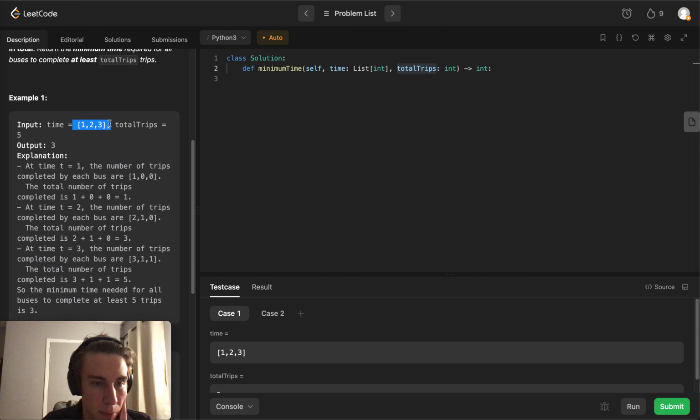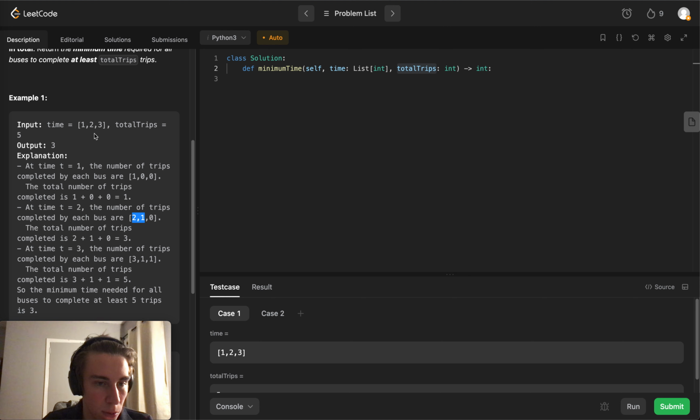Okay, so an example is a time input array of 1, 2, 3, and a total trips of 5, and the output is 3. It's a little confusing of an explanation, but I think it's starting to make sense. At time t1, the number of trips completed by each bus is 1, 0, 0. The total number of trips is 1.